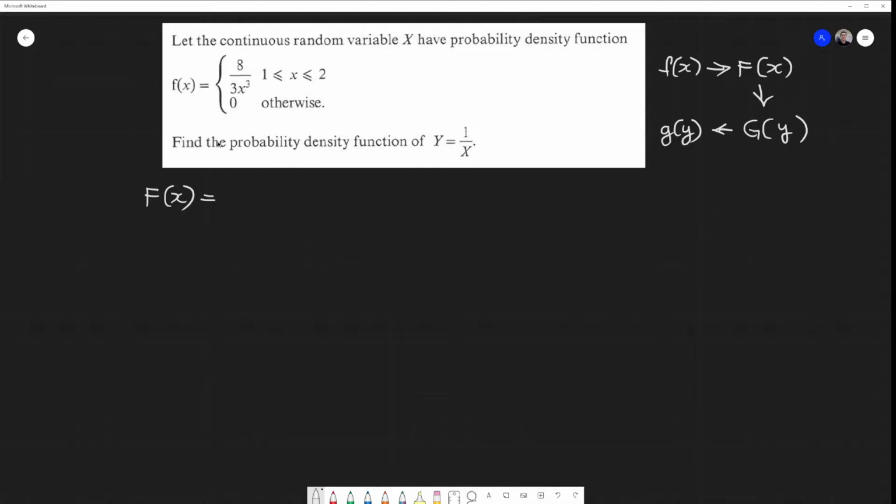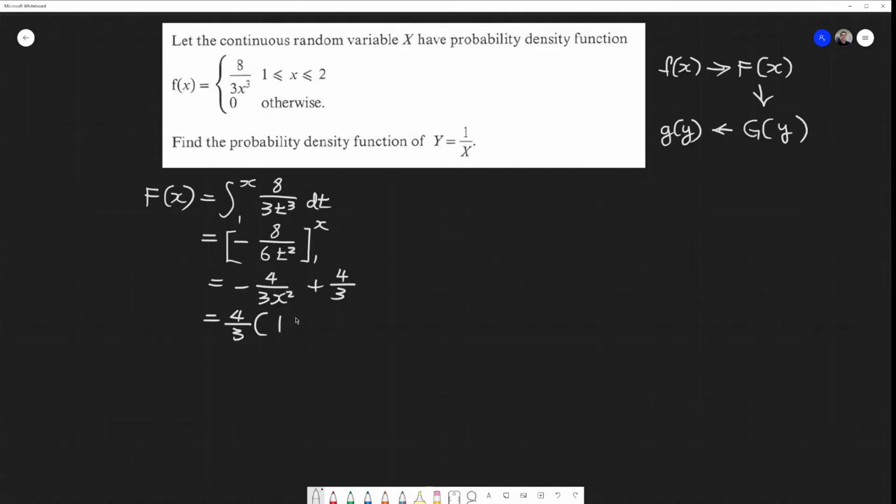Okay, so let's do Fx first. Feel free to skip ahead because this is the same thing that you've been doing. That is integrate from 1 to x, 8 over 3t cubed dt. Let's work that out. You get negative 8 over 6t squared, and then the limit is 1 to x. Substitute x in, we get negative 4 over 3x squared plus 4 over 3. So we have 4 over 3, 1 minus 1 over x squared.